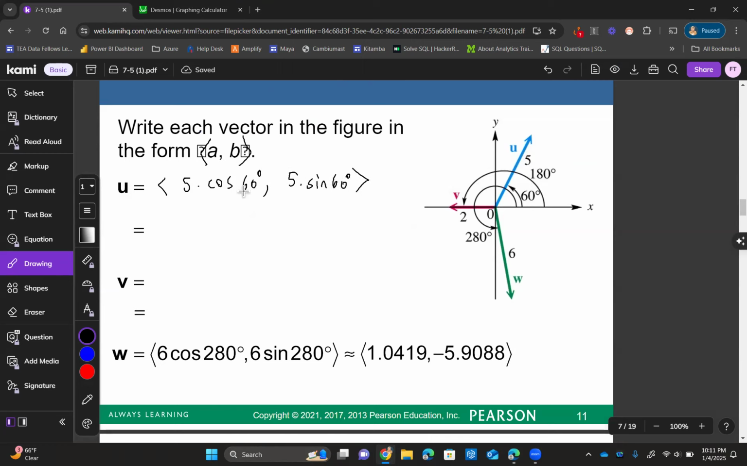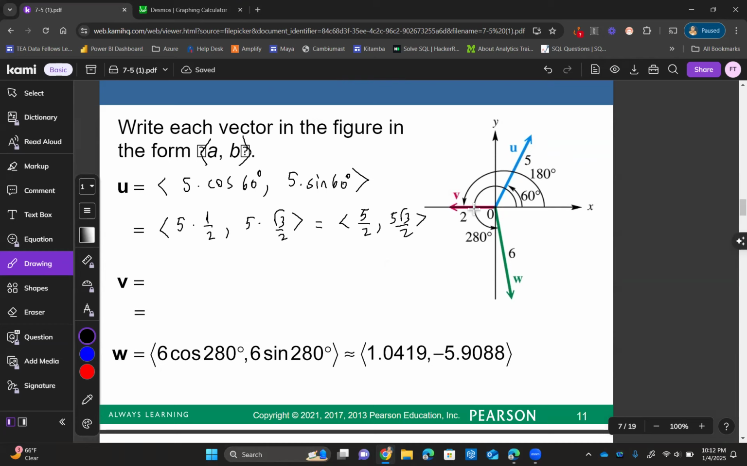And then 5 cosine of 60 is 1/2. So this is 5 times 1/2. And sine of 60 is √3/2. So I will multiply 5 by √3/2. So this will be as simple as 5/2 is the horizontal component for vector u, and 5√3/2 is the vertical component for vector u.